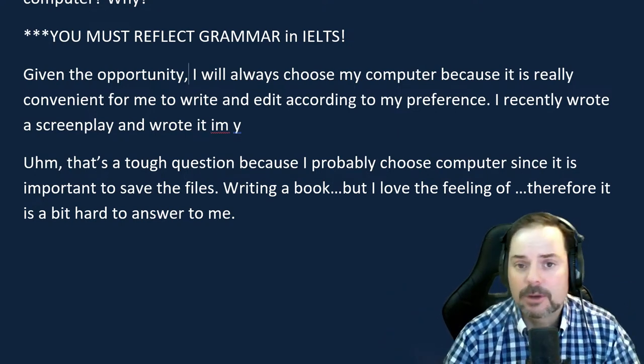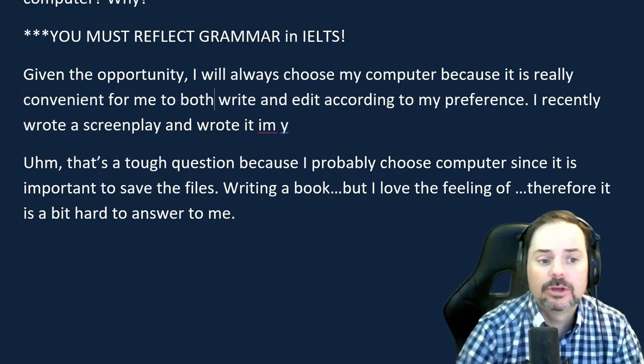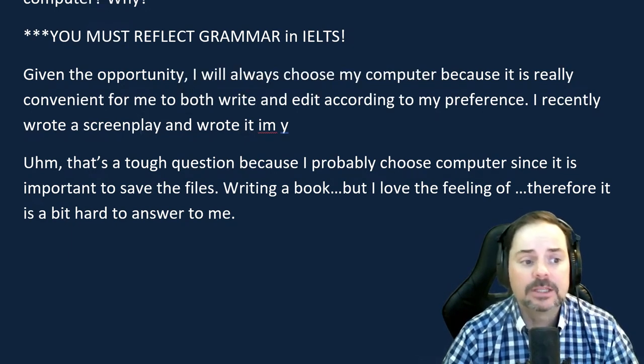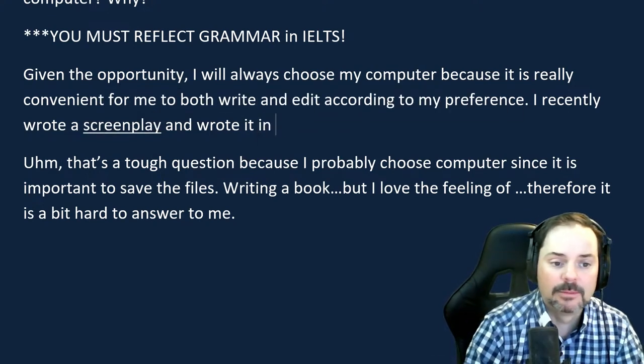This part was really good, Gopu, where you said convenient for me to write and edit. Use a correlative conjunction here. So convenient for me to both write and edit, so that both has that emphasis. Both write and edit according to my preference. I recently wrote a screenplay. I love that vocabulary, screenplay. You didn't just say book, but you said screenplay, and wrote it on my laptop.